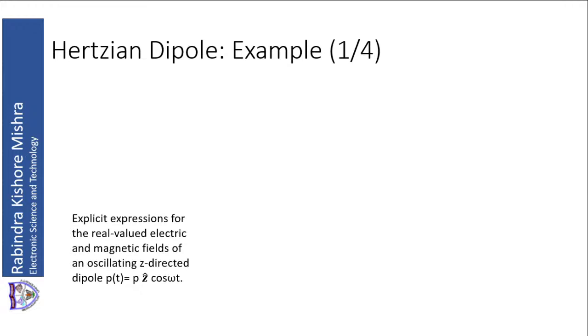So p(t), let us write it as p z cap. Why z cap? Because the dipole is oriented along the z direction. So p into z cap gives you the direction. Then the time variation, let us take it as cos omega t. Why do we take it as cos omega t? At t equal to 0, cos omega t is equal to 1. That is why we are considering it as cos omega t, which means the dipoles at t equal to 0 have the maximum separation between them.